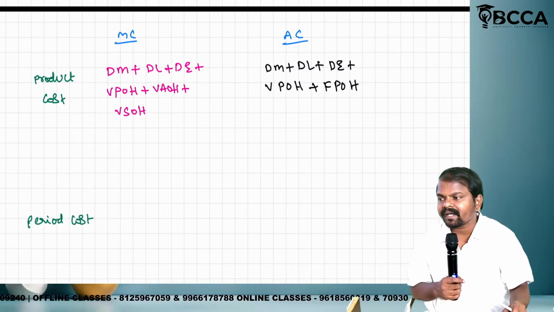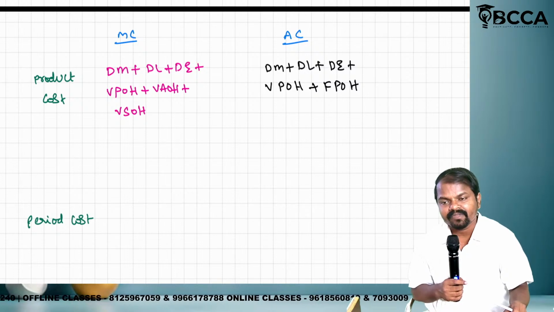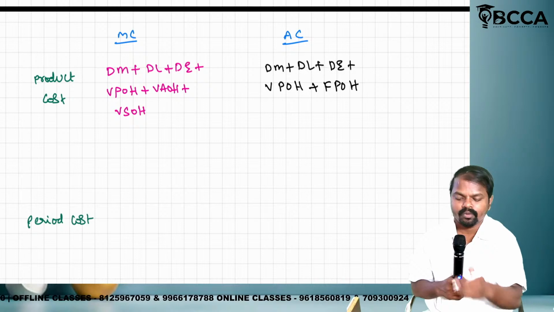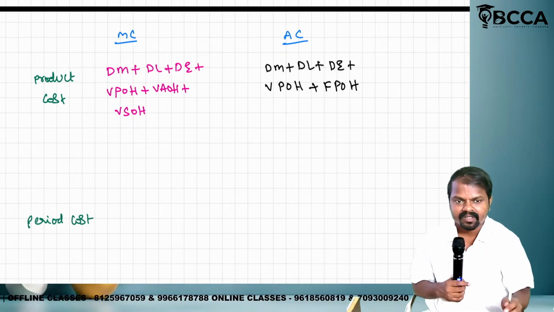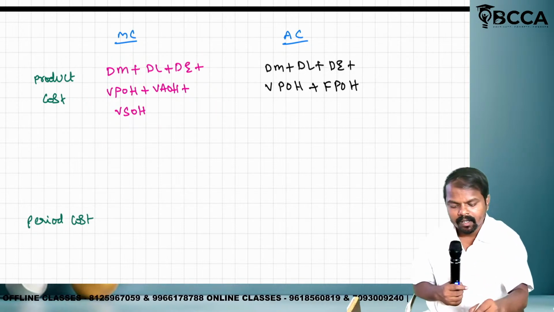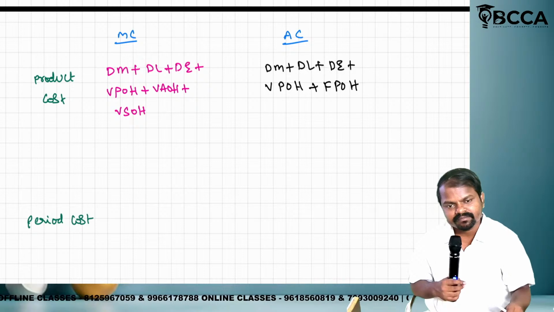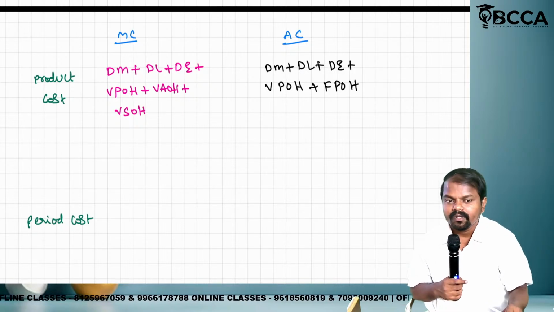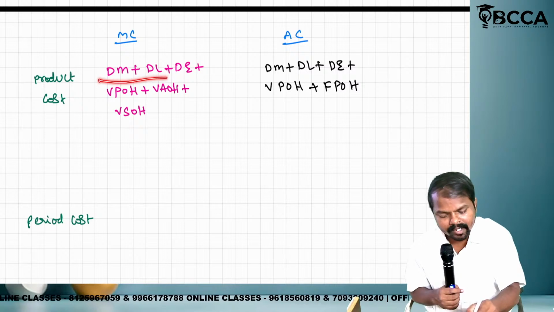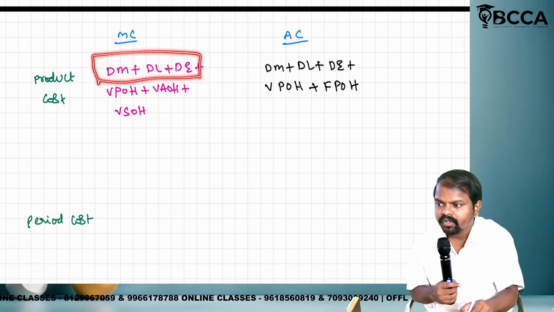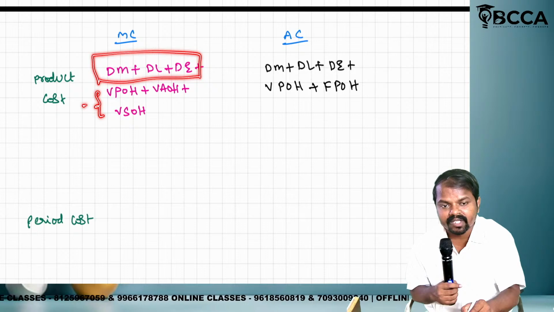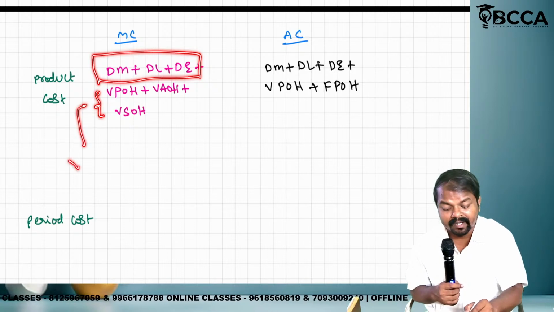Now tell me, what is the product cost as per marginal costing? Direct material, direct labor, direct expense plus VPOH plus VAOH plus VSOH. It will take more than 1 minute to tell all the equation. In simple form, I can say prime cost plus variable cost. If you add this one, you will get prime cost. Instead of VPOH, VSOH, VAOH, I will write variable cost.